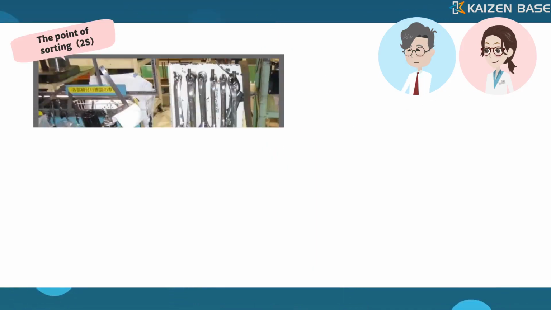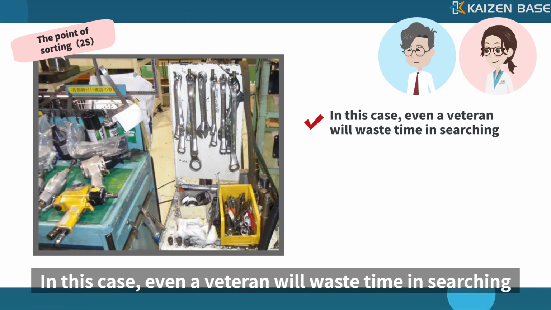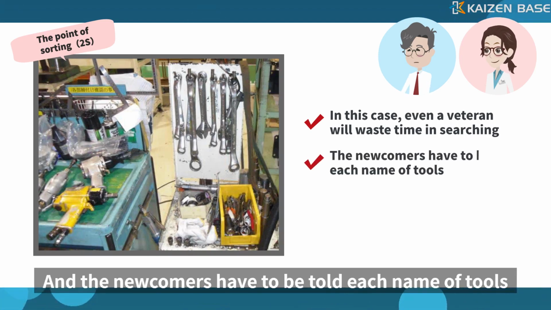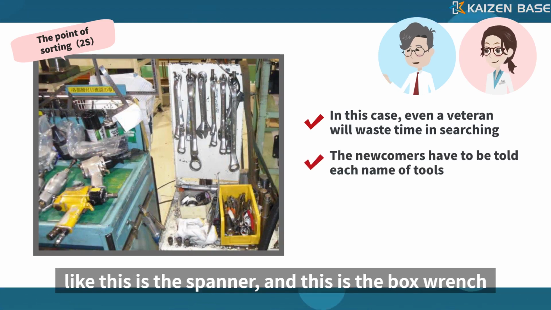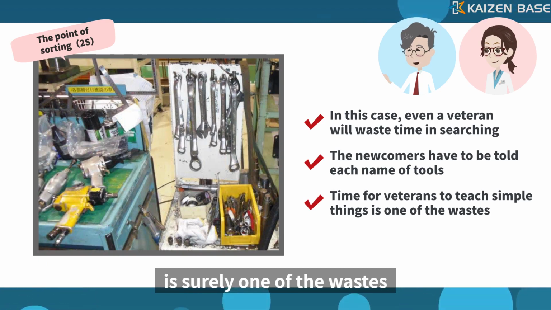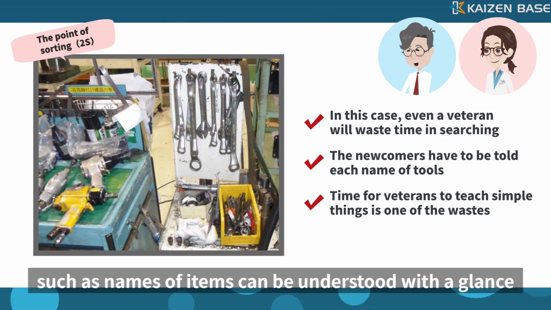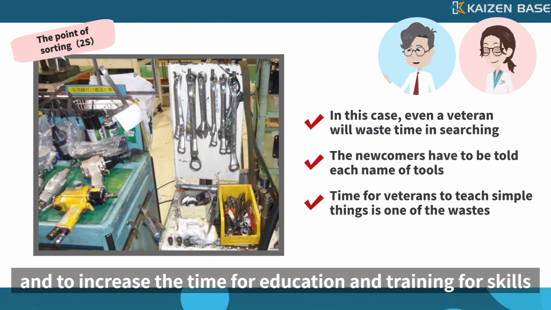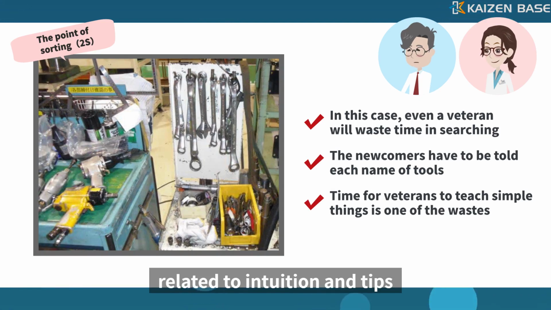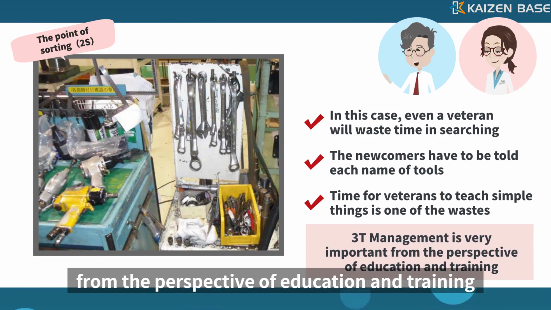That's right. Please have a look at the photo. In this case, even a veteran will waste time in searching. And the newcomers have to be told each name of tools, like this is the spanner, and this is the box wrench. The time for veterans to teach simple things is surely one of the wastes. It is essential to make simple things such as names of items understood at a glance, and to increase the time for education and training for skills related to intuition and tips. 3T management is very important from the perspective of education and training.